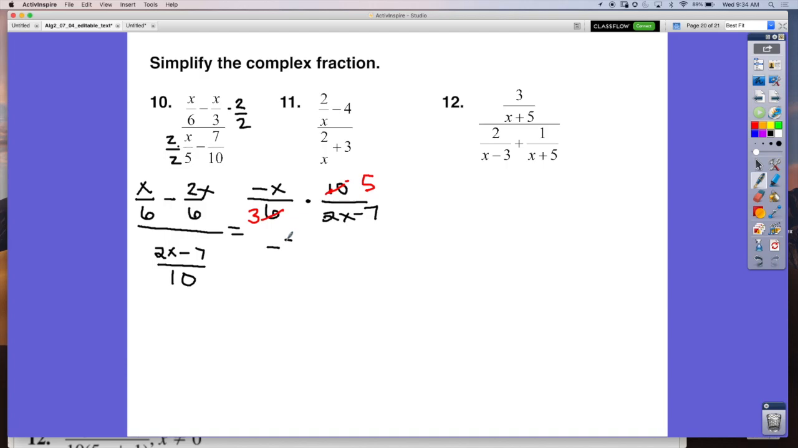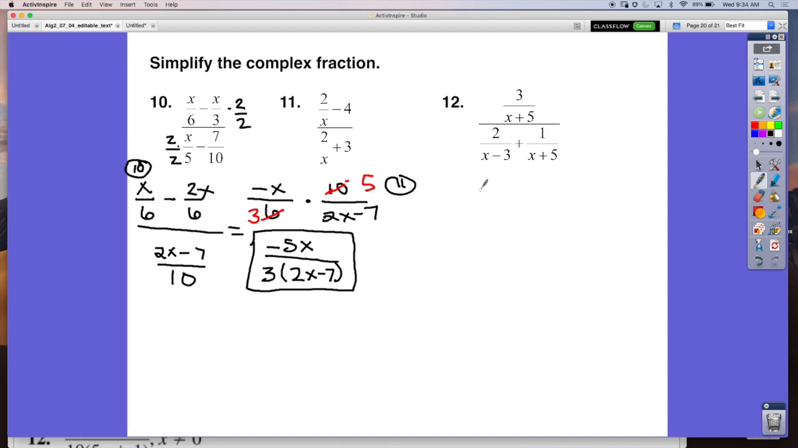Negative 5x over 3 times 2x minus 7. Do not distribute the 3. I would leave it like that. Everything in fully factored form.